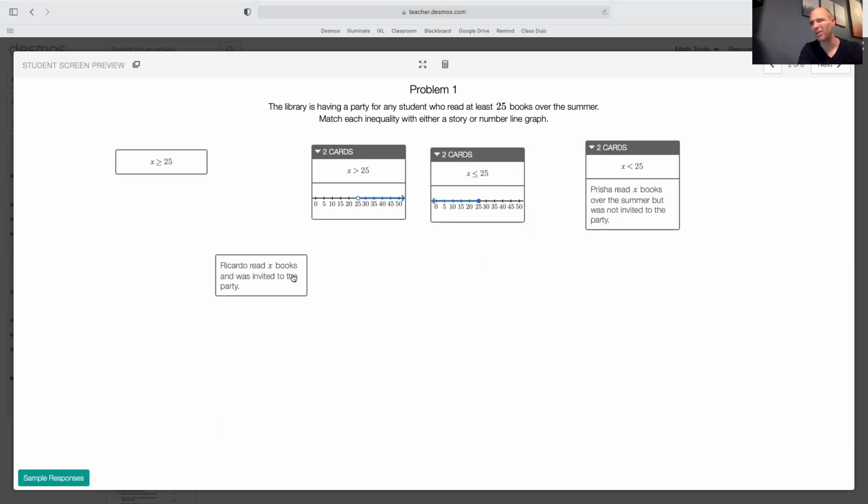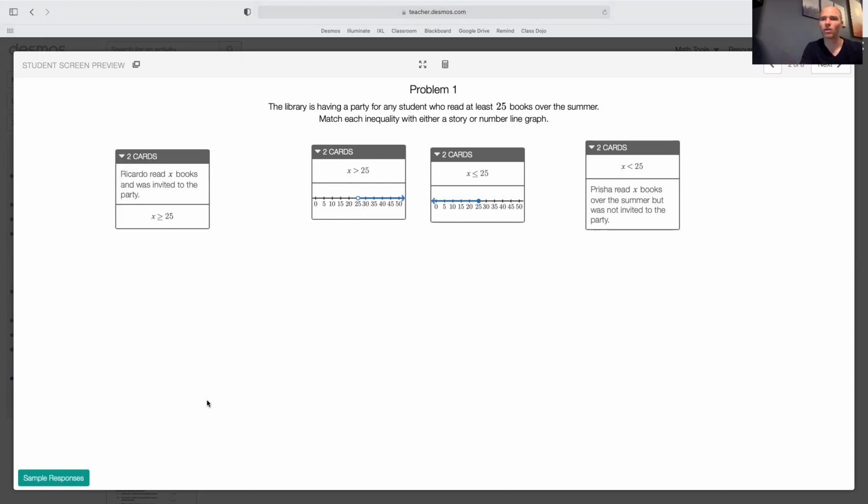x is less than 25. And so by process of elimination, this one's probably going over here, but we should double check because sometimes they like to throw oddballs at us. Ricardo read x books and was invited to the party. So that means Ricardo must have read at least 25, right? 25 or more. And that's what this inequality says. So I think we got it.